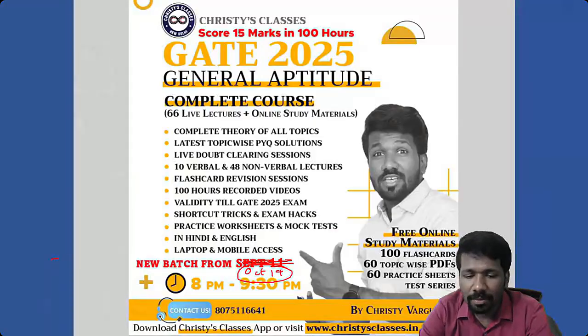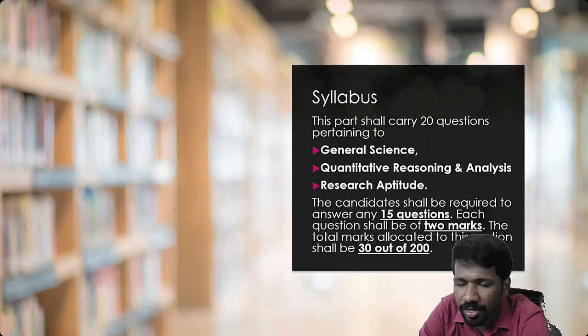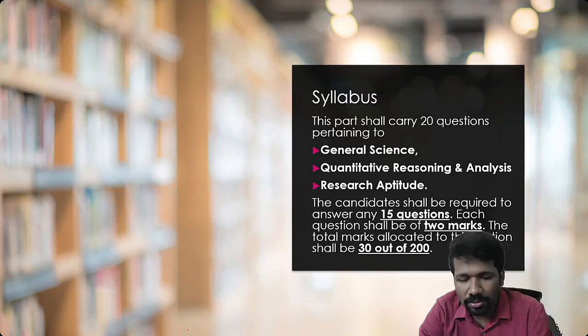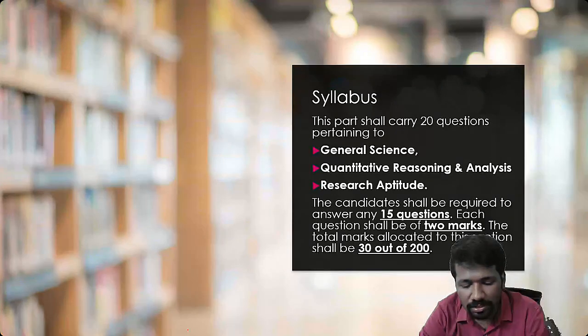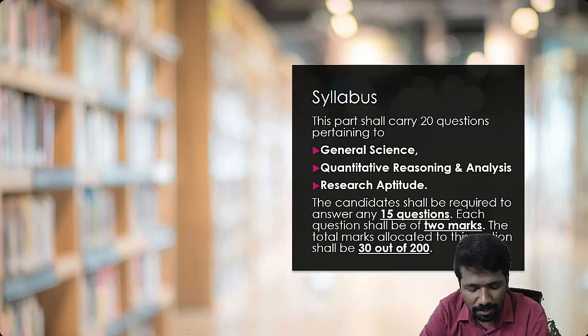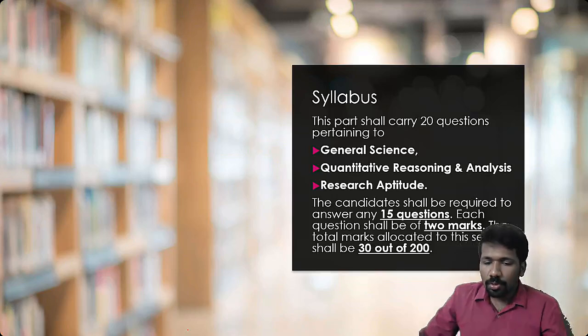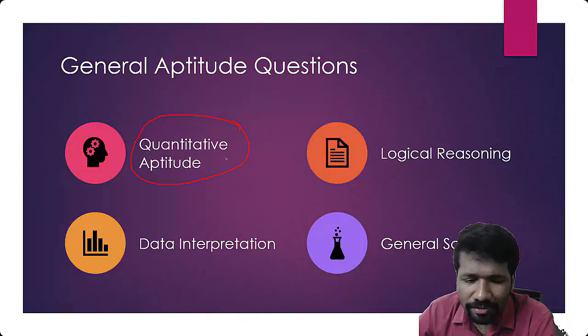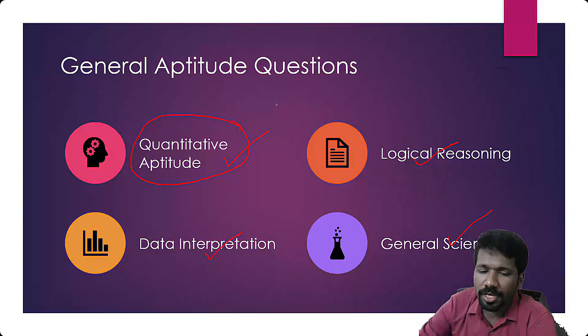Okay, so syllabus में सिर्फ इतना दिया है, general science, quantitative reasoning, analysis, research aptitude, but इससे थोड़ा clarity ज़्यादा नहीं मिल रहा है ना. We are not getting clarity on this, so that is why we should get a proper idea what all are the areas. So I will give an idea what all are the areas in CSIR-NET Part A. We can broadly divide it into 4 areas: quantitative aptitude, logical reasoning, data interpretation, and general science.